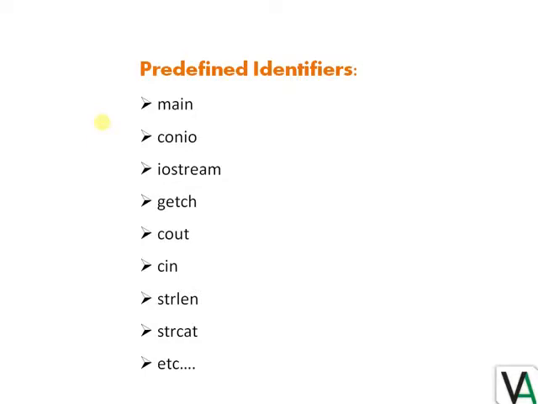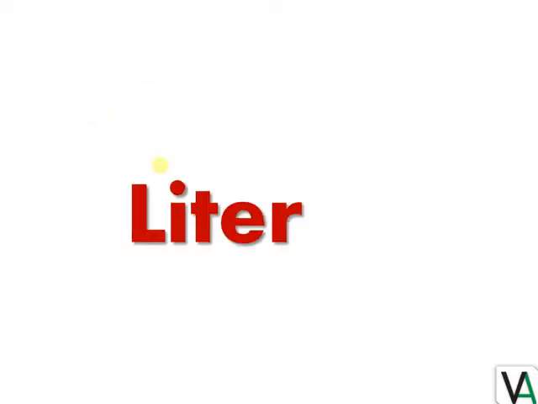Next, I have provided you only a small list of predefined identifiers, but we have many more: main, conio, iostream, getch, cout, cin, strlen, strcat, etc. Next we have literals. Literals are also called constant values. A literal is a fixed value which is initialized in a variable.